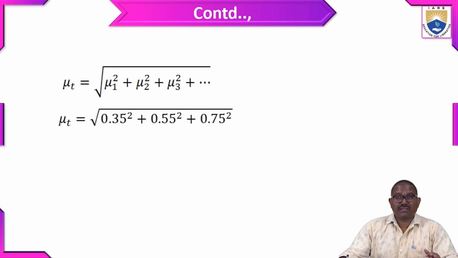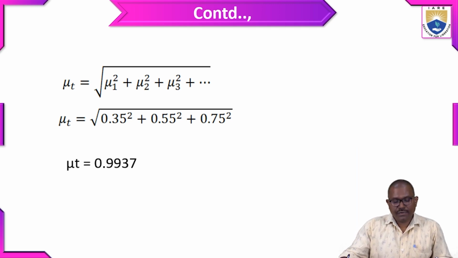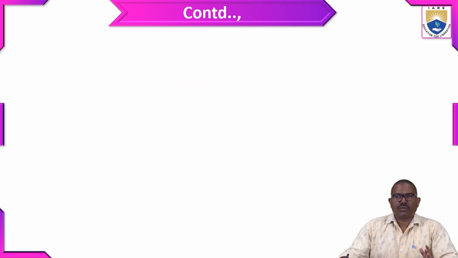I am using 3 message signals, so 3 message modulation indexes: 0.35, 0.55, 0.75, that is 35%, 55%, 75%. I require the total modulation index, mu t, which is equal to this formula. When you solve this one, you get mu t equal to 0.9937. Okay, in this way you go on to solve these problems.